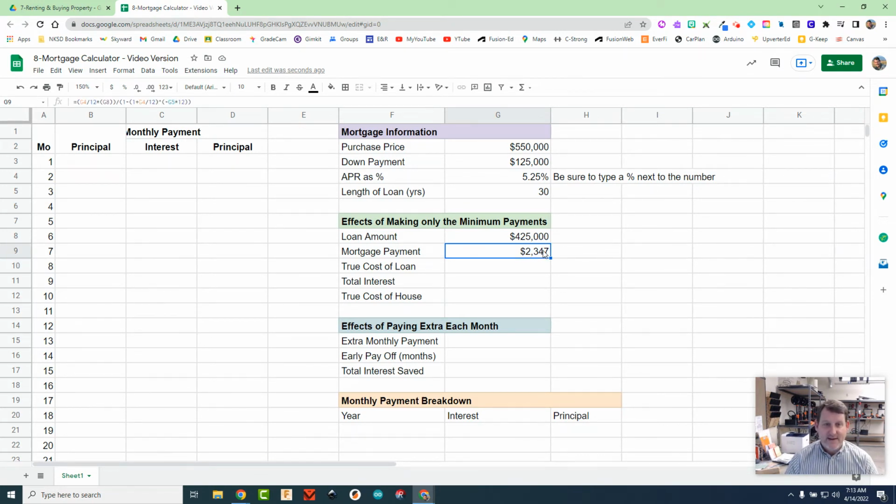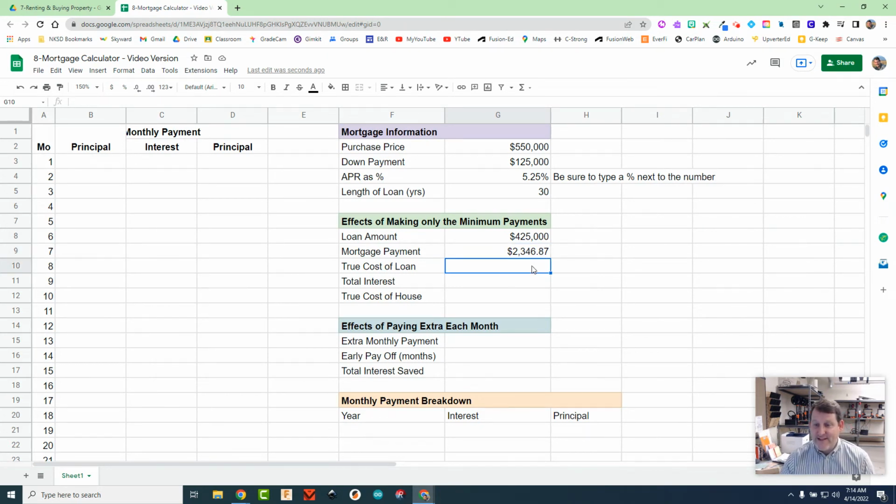$2,347. Now, this is a number where there's going to be pennies, right? You're going to be expected to pay the pennies as well. So what I'm going to do is I'm going to turn the increased decimal place on 2 places, and that's actually my mortgage payment. The bank will want its pennies.